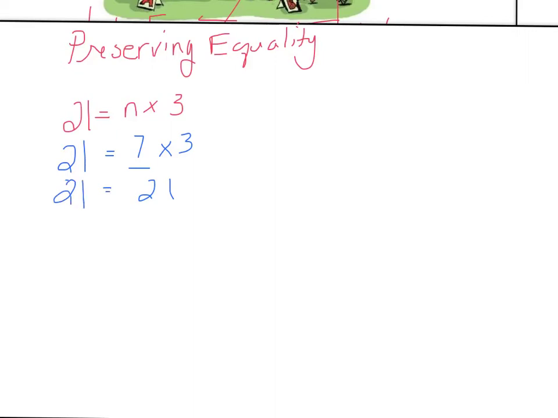Now, I'm going to give you a couple of equations that you can do on your own to practice trying to find the unknown using what you know about both sides of an equation being equal and preserving that equality to find out the missing number.